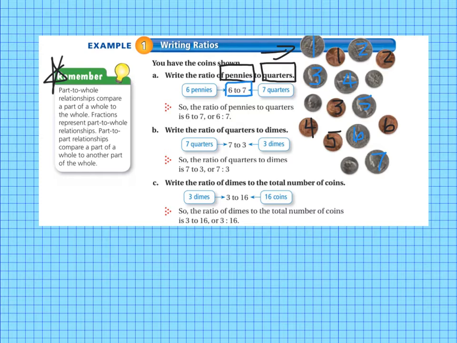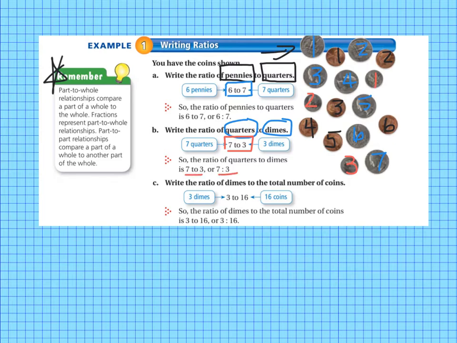And letter B asks us to write the ratio of quarters to dimes. So quarters comes first, and dimes comes second. So we have to write the 7 first. We've already counted our quarters. And then let's count our dimes. So there's 1, 2, 3 dimes. So we have a ratio of 7 to 3. So the ratio of quarters to dimes is 7 to 3, or you can write it with a colon in there, 7:3.